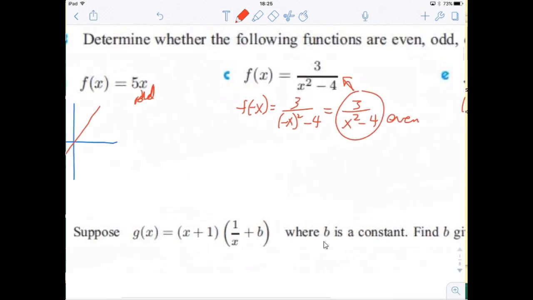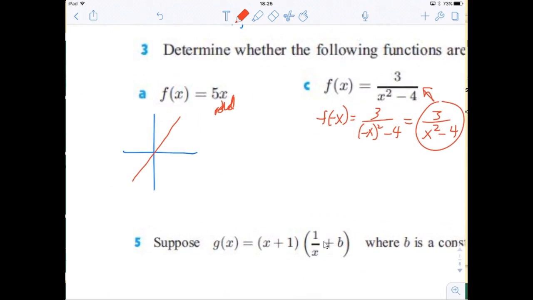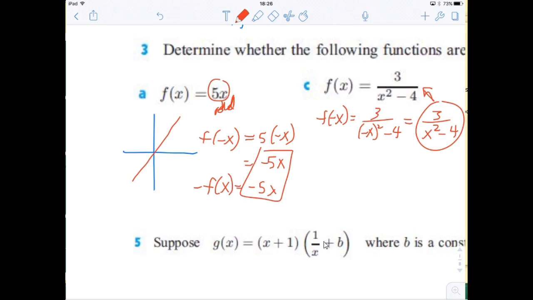There's another way you could do part A. Instead of graphing it and doing it geometrically, we could put in f of negative x in for x here. So we'll see what f of negative x is equal to. It would be 5 times negative x, which will be equal to negative 5x. And then we're going to compare that to negative f of x. Negative f of x is negative 5x, and we see that they are equal.